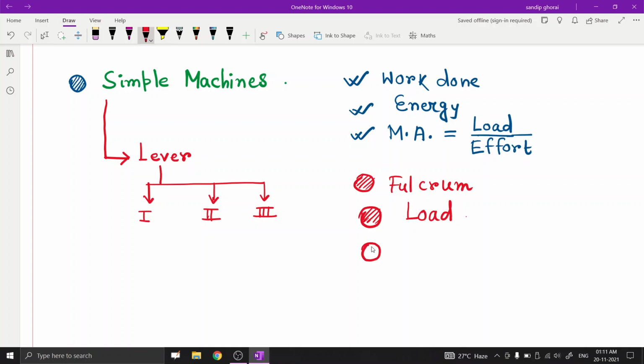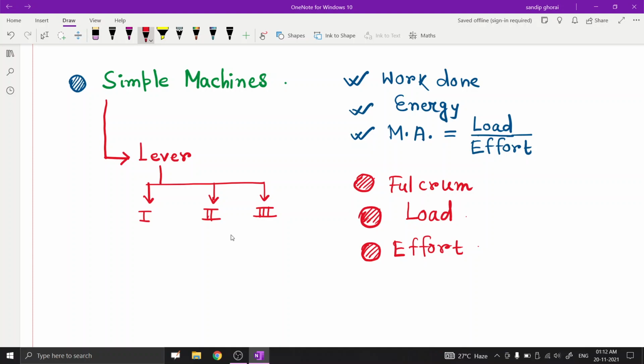Now we move to our next point, that is what is effort. Effort is the force applied on the lever to lift the load. This is one type of force that is applied on the lever to lift a load.